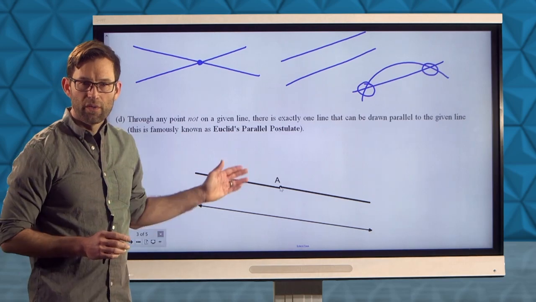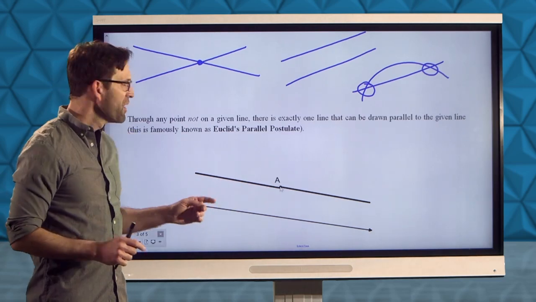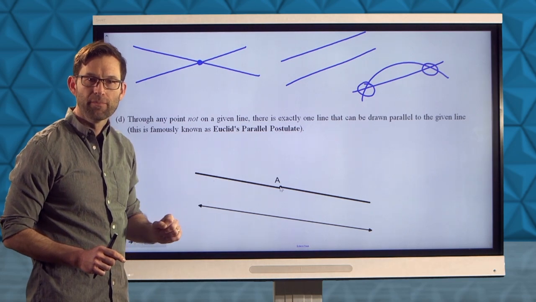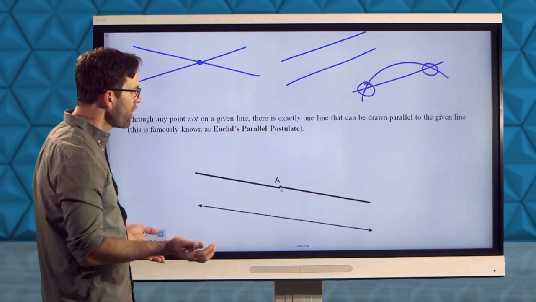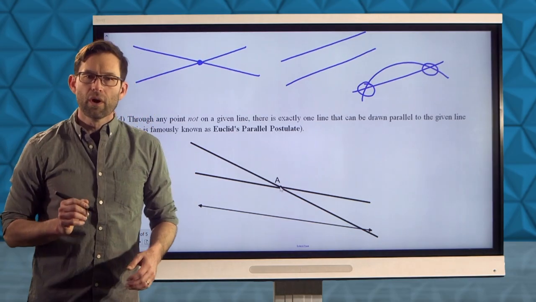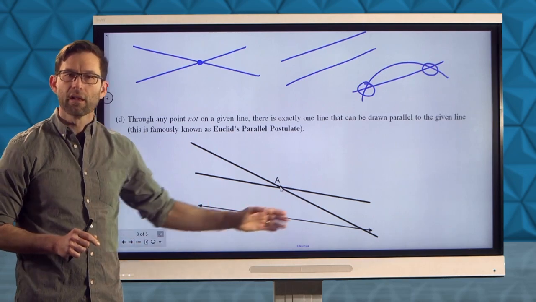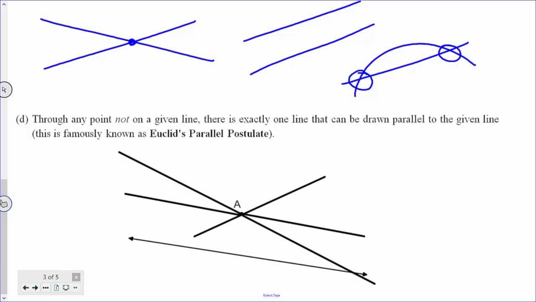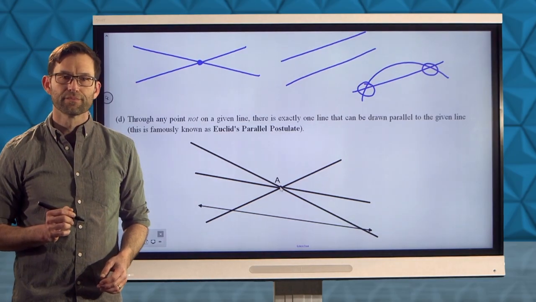Okay, so there I've got a line that passes through A and looks like it's parallel to this line. The plain fact is, if I try to draw another one, if I try to do something like this, any other line that passes through A will no longer be parallel to this line. It'll intersect it somewhere, whether it's down there, or there.